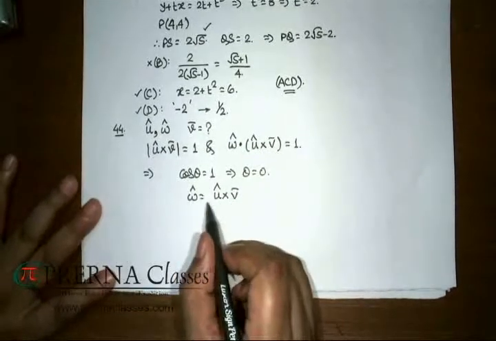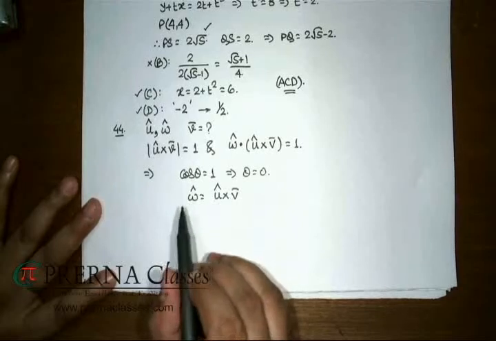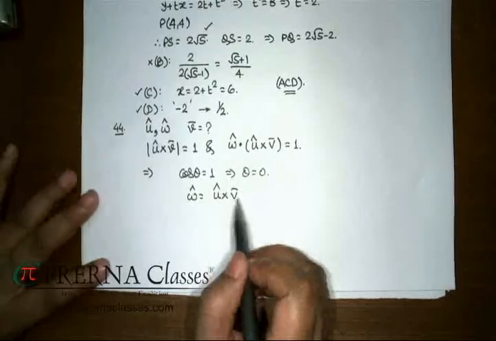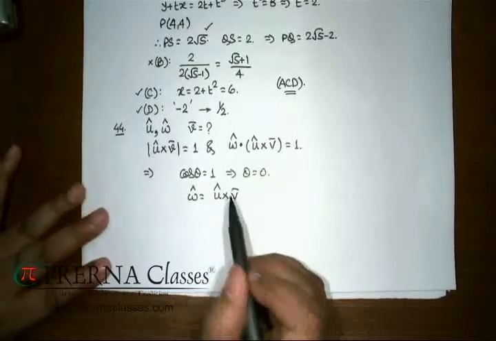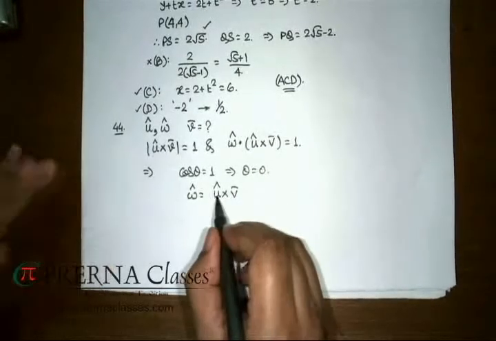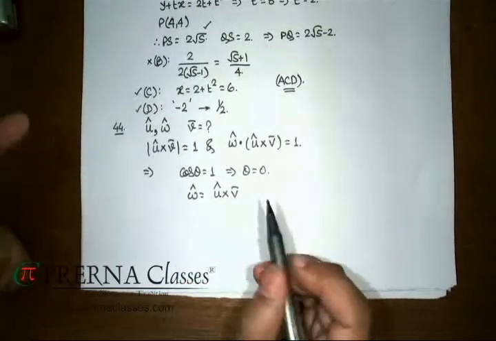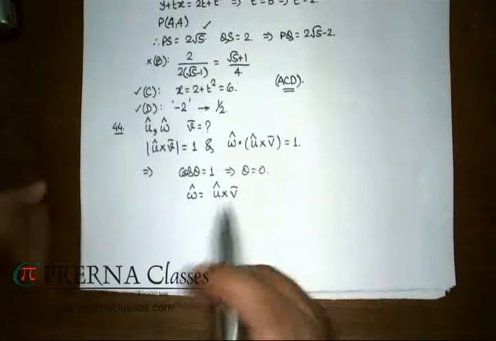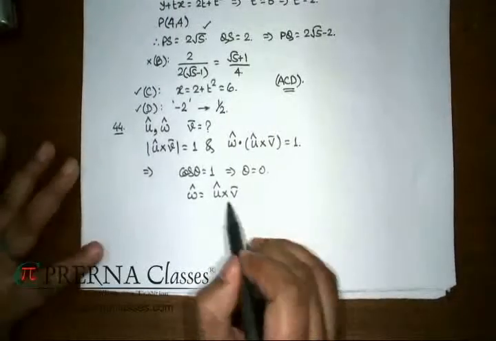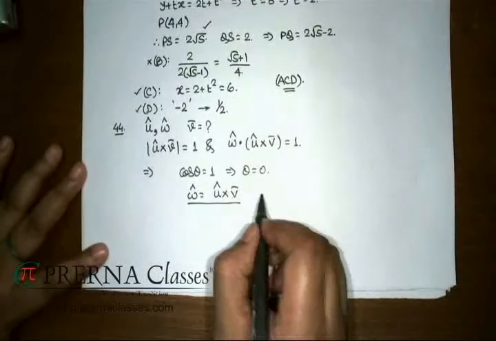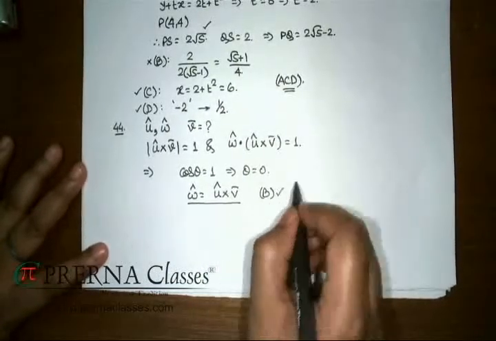And even though W is fixed, U is unknown, still you can have infinitely many options for V, because you can check I cross J is K, but I cross I plus J is also K. You can have so many options for the second vector to match this result. So out of the first two options, it's only B which is correct. A is clearly not correct.